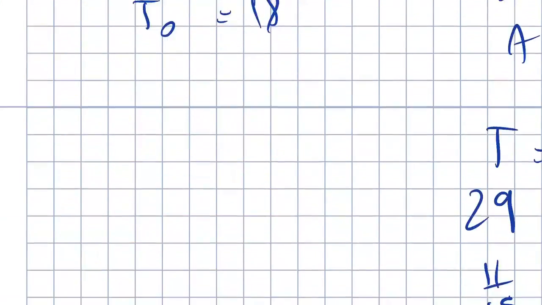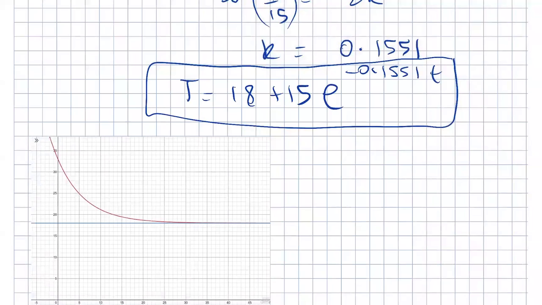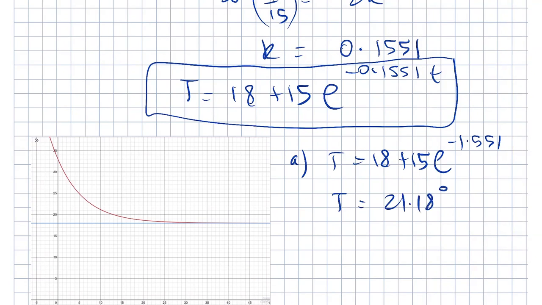After 10 hours. Okay. Well, we've got the equation. So all we do is we substitute 10 into this. So we'll make that question A. T is equal to 18 plus 15 times e to the power of 10 times negative 0.1551. And you just do that on your calculator. So it's just straight substitution. And if you work that out on your calculator, then you find T is equal to 21.18 degrees, which we'll round off to 21 degrees.